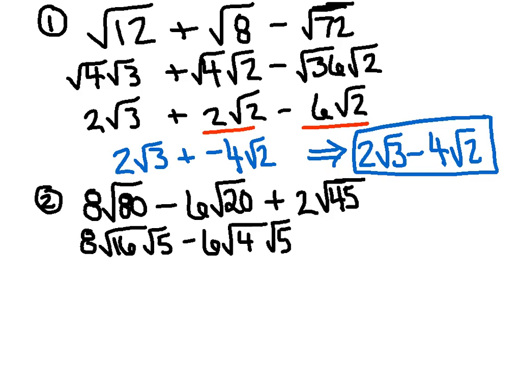Notice I like to put the perfect square first and the non-perfect square second. And last but not least, 2 times, I'm going to break it into radical 9 times radical 5.